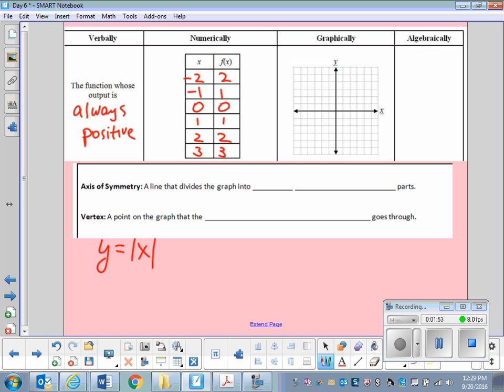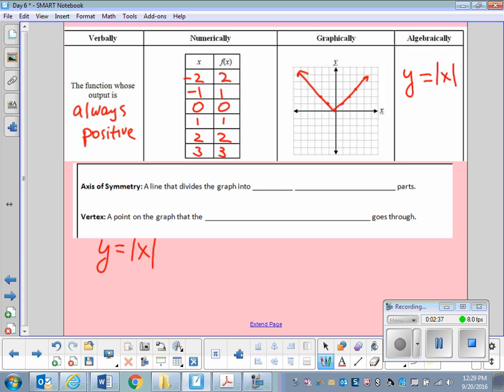So let's graph it. Minus 2, 2. So I go 2 to the left, 2 up. Here is 1. Minus 1, 1. 0, 0. 1, 1. 2, 2. 3, 3. And so on. So if I extend, it goes like that. Make sense? Great. And we already wrote it down right here, algebraically. Y equals absolute value of x.